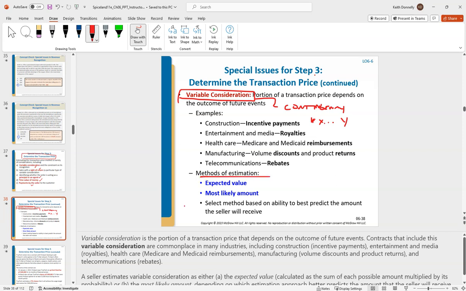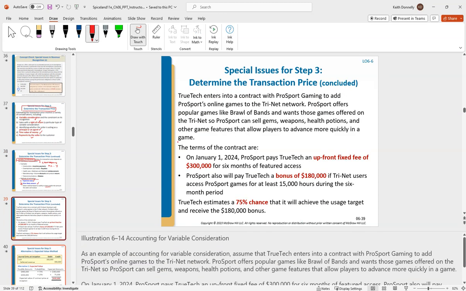Well, they give you two methods, two ways you can do it. One is the expected value, and one is the most likely amount. Basically, you're going to want to pick the one that you think has the best prediction ability. But let's look at these. We're looking at a setup here. It looks like True Tech enters into a contract with Pro Sports Gaming to add online games.